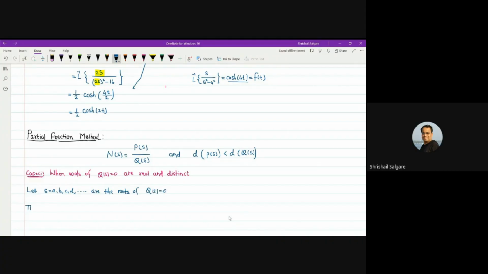Then can anyone explain how I can write Q of s? If not, I will explain. Suppose you have x square minus x minus 6 equal to 0. What is the degree of this polynomial? Ritesh, what is the degree? 2, sir. Yes, degree 2.